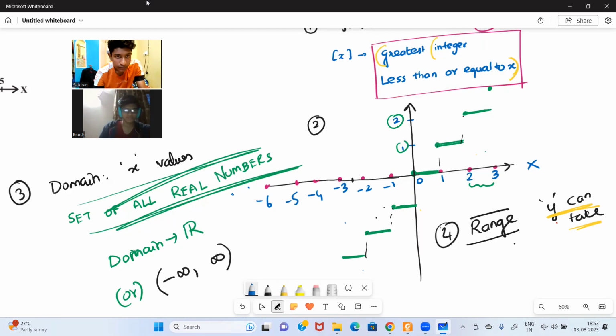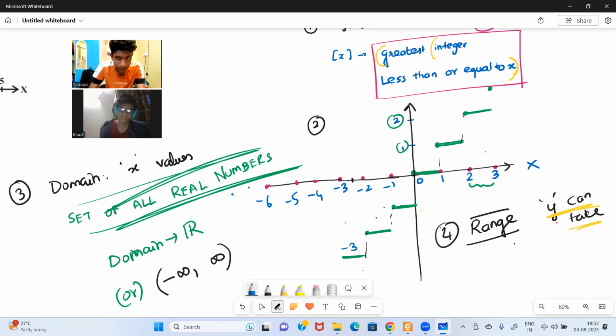I'll come to Enoch. Enoch, tell me. The height, sir. It can take only integers. Awesome. Yes, integers, guys. You should give a digital applause for Enoch. Good, Enoch. So it is only taking integers. Sai Kiran, are you getting it now? Yes, sir.